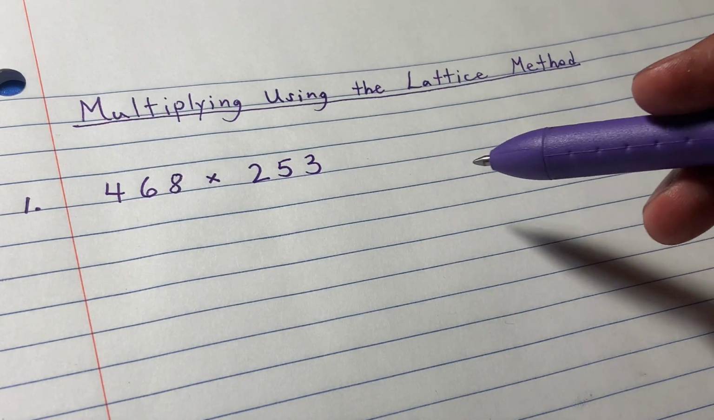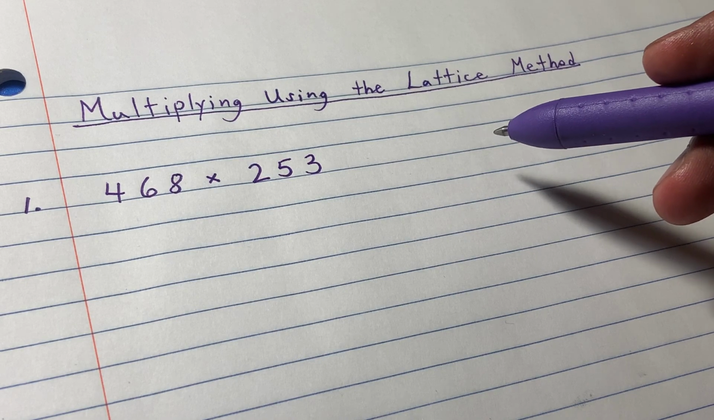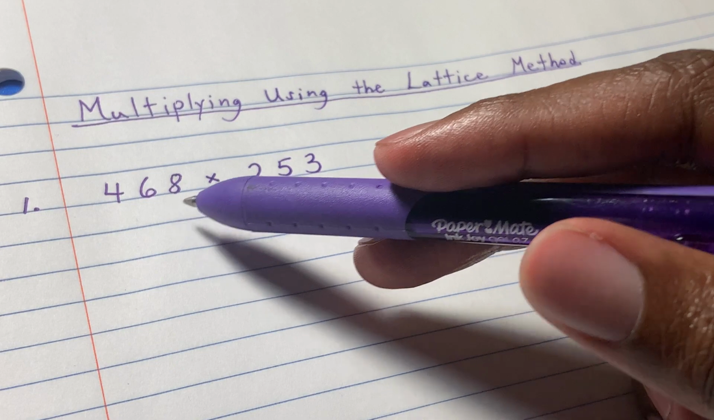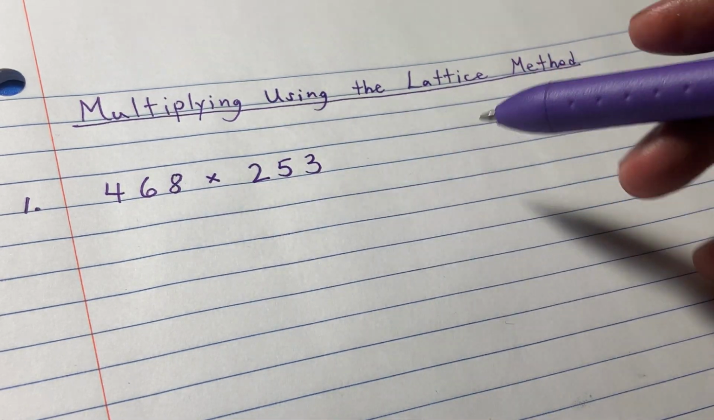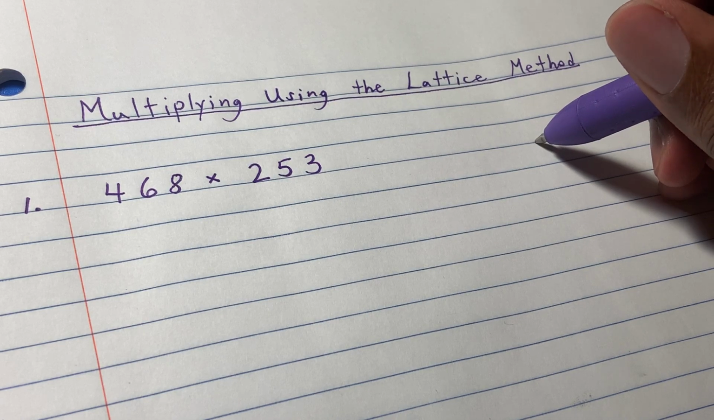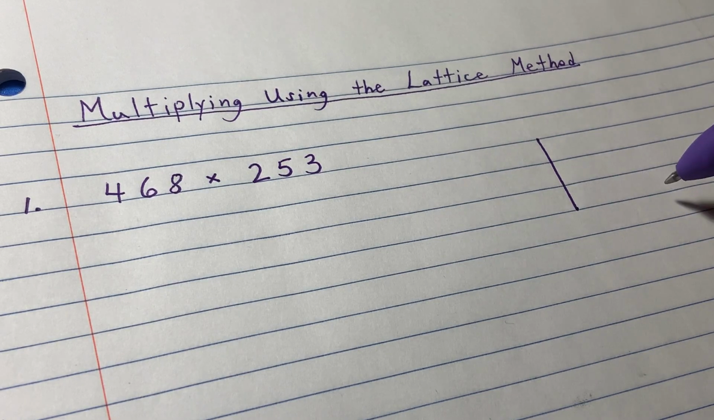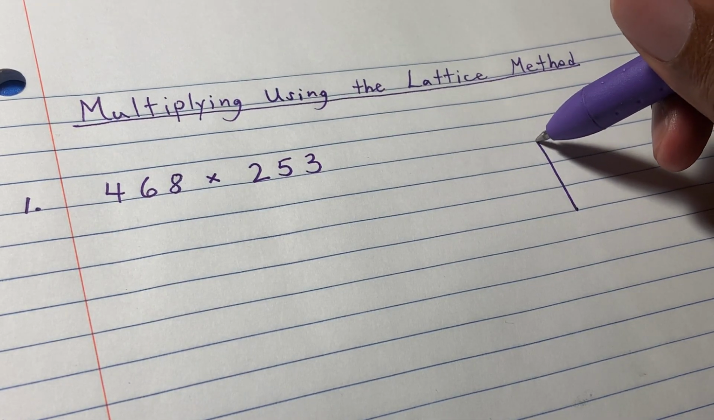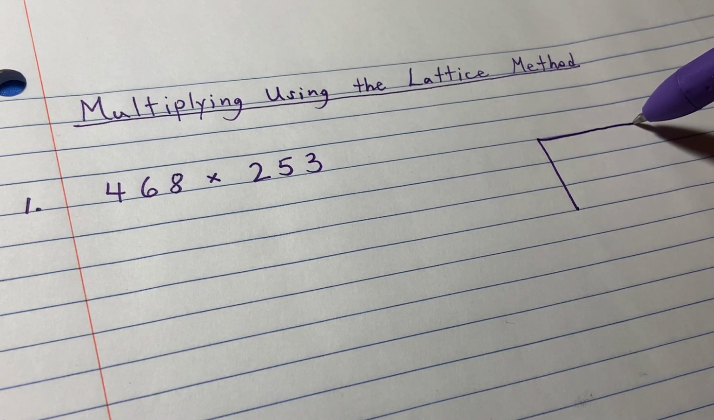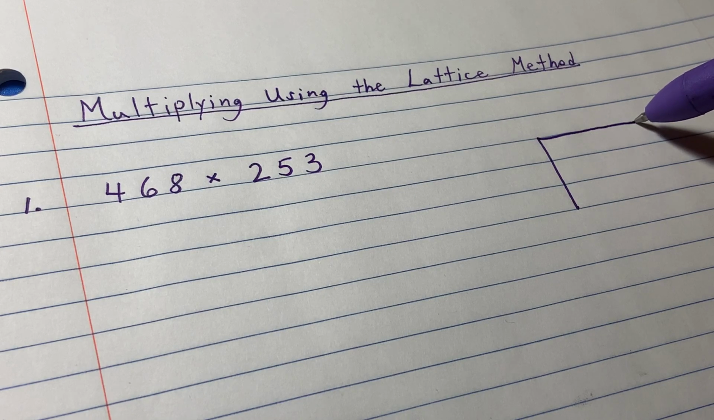So the trickiest part about the lattice method, honestly, is creating the grid, okay? And when I say grid, it looks like this. So I'm multiplying a 3-digit number by another 3-digit number, so I'm going to make a 3 by 3 grid. So that means 3 rows going down and 3 columns. Okay, I meant to say actually 3 rows going across and 3 columns going down. That's what I meant to say.